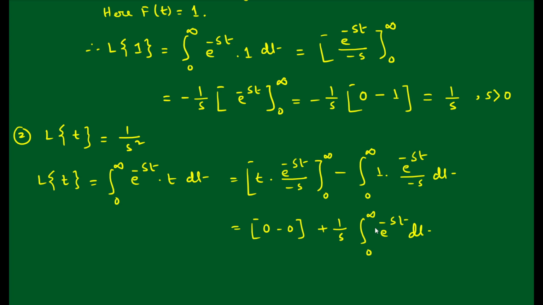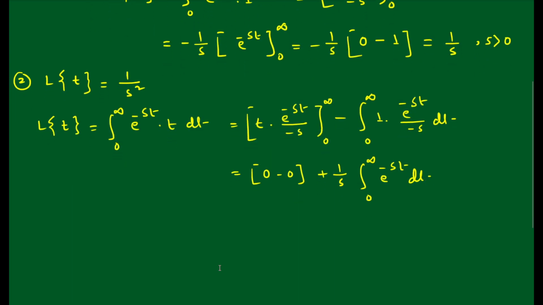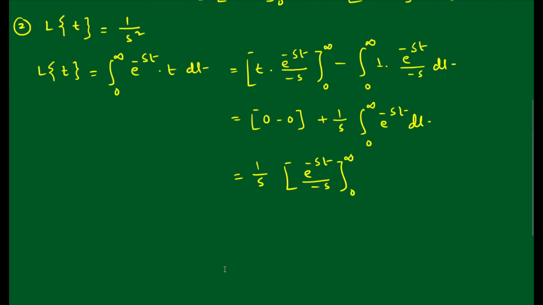Again we are getting e to the power minus st dt, so let us integrate it. This is e to the power minus st by minus s between the limits 0 to infinity. After taking this minus s outside, we will get 1 by s square. If we put infinity we get 0, and if we put 0 it is 1. So again minus minus plus, 1 by s square. So it is very simple. This is our property number 2.